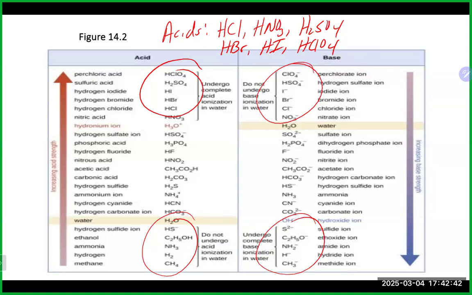Now, in terms of the bases, strong bases, pretty much, like I said, group 1 and group 2 on the periodic table. Down to calcium, maybe a little bit of strontium and barium. These with hydroxide are pretty much going to be the strong bases that you most likely come across, group 1 or group 2 on the periodic table.